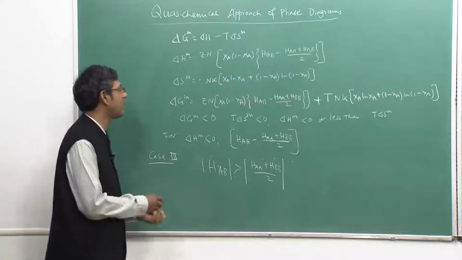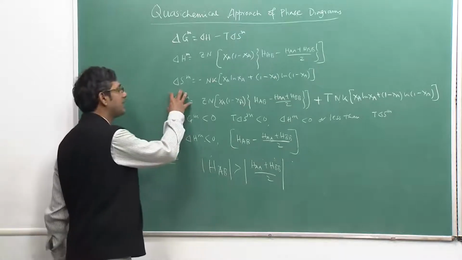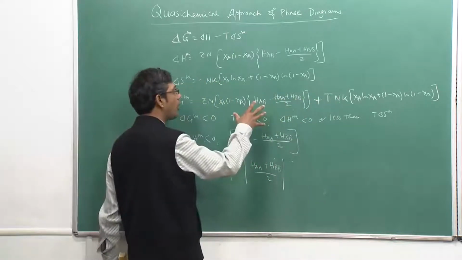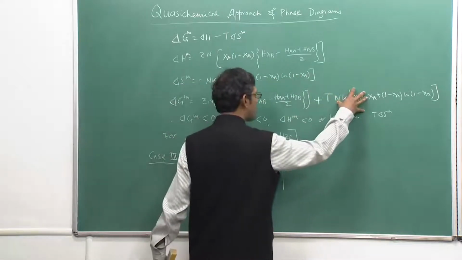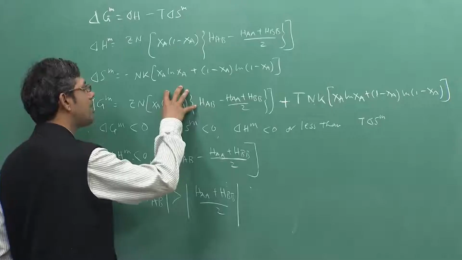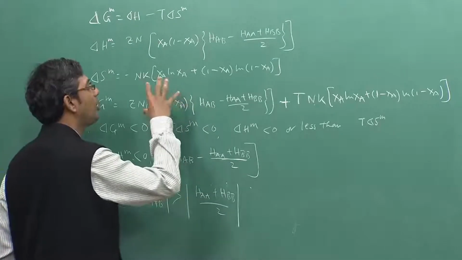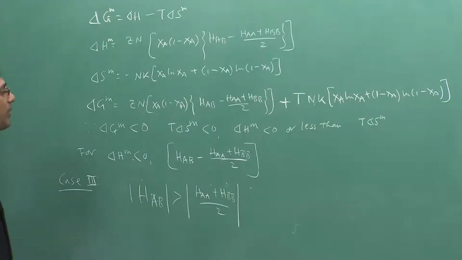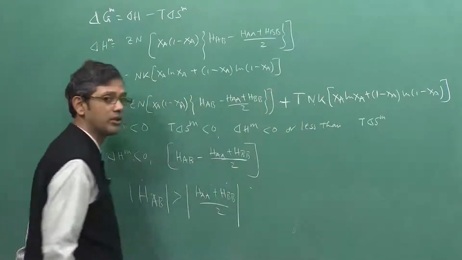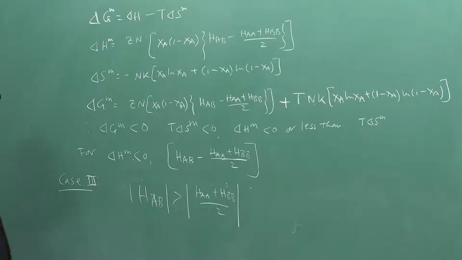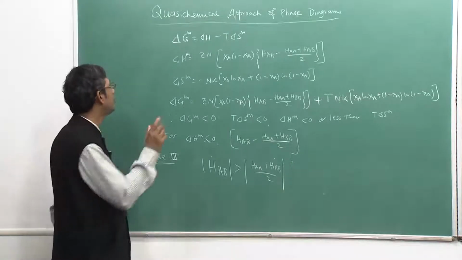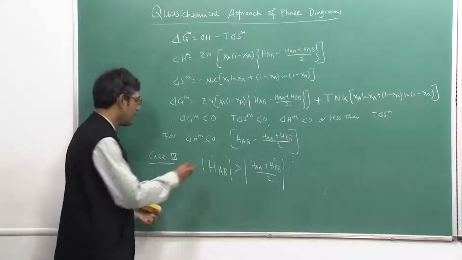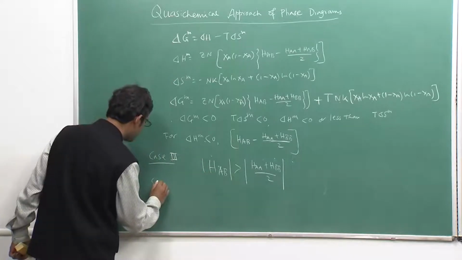What I mean to say is that for delta Gm to be negative, this can be either negative, or because the entropy contribution is negative, this can be positive, but the absolute value of this part will be lower than the absolute value of the entropy contribution. In that situation also, delta Gm will be negative, correct. So this can give two cases.